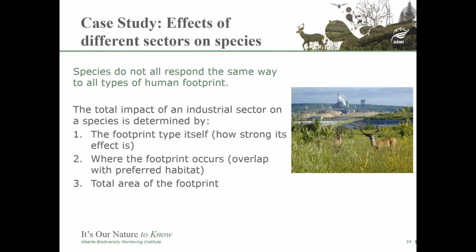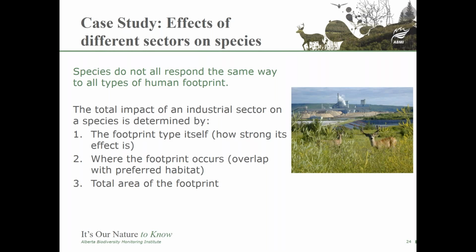I'll now move to discussing some of the applications for the human footprint data. So there are a number of ways human footprint data can be used to support land use planning and natural resource decision making. I'll now describe for you one application of human footprint data as an example, the effects of different sectors on species.